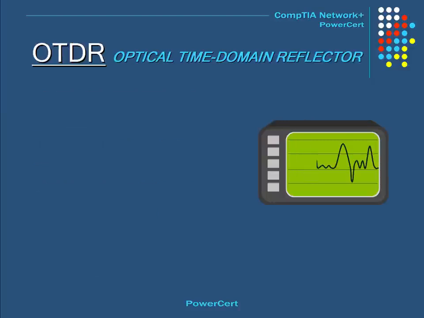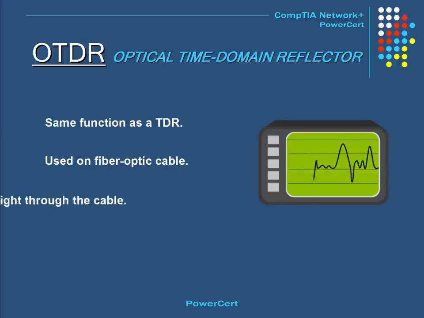An optical time domain reflector, or OTDR, does the same thing as a TDR, but it is used on fiber optic cable. Instead of transmitting a signal, it transmits light through the cable to detect problems.